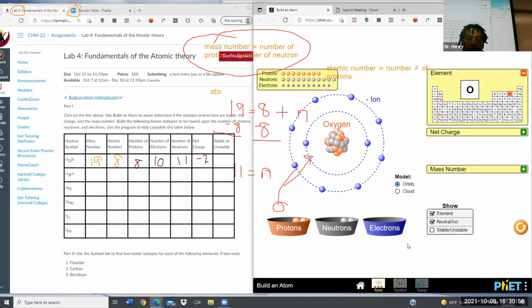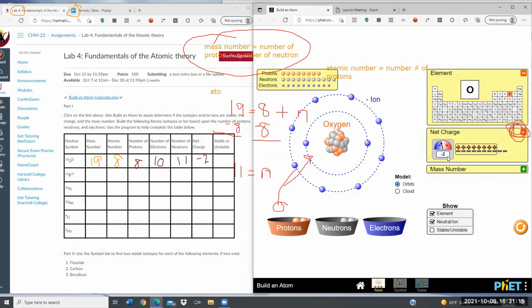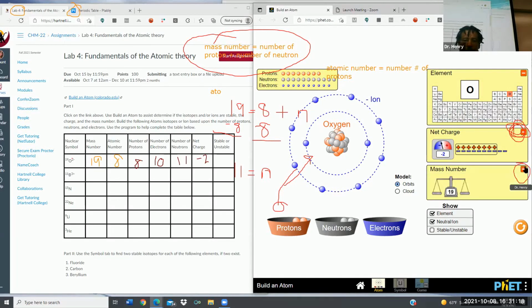Now click on net charge over here, where the button's at. Does your net charge match up? Yes. Now click on your mass number. Does your mass number match up? Yes. Now click on stable/unstable. That tells you it's unstable, so you're going to write unstable in your box.